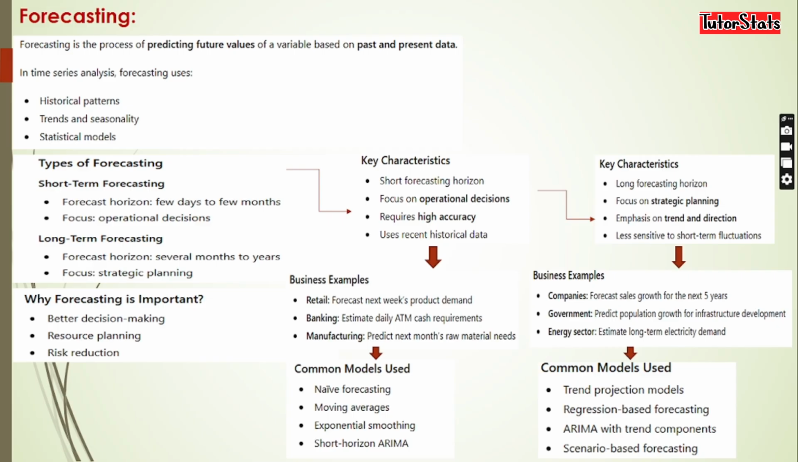Now let's talk about long-term forecasting. Here the forecasting horizon is several months to many years. The focus is on strategic planning, with more emphasis on trend and direction, not exact values. The business examples are companies forecasting sales growth for the next 5 years, government predicting population growth, and energy companies estimating long-term electric demand.